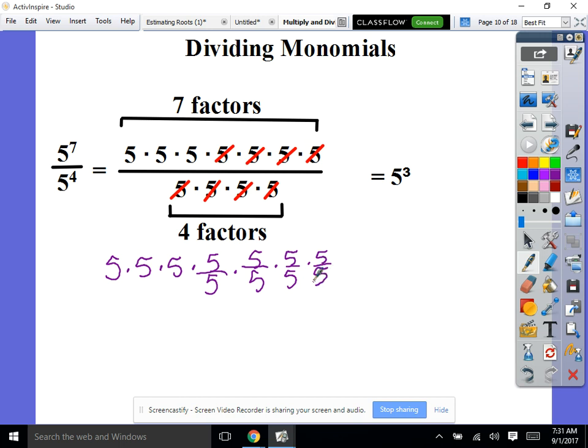You can see that 5 divided by 5 is equal to 1. That's why we have the canceling out marks with these 5s. So that's also 1. So we actually have 3 factors left: 5 times 5 times 5.